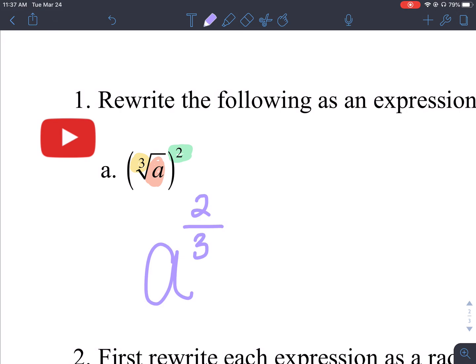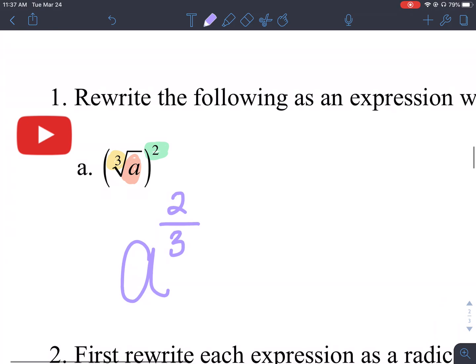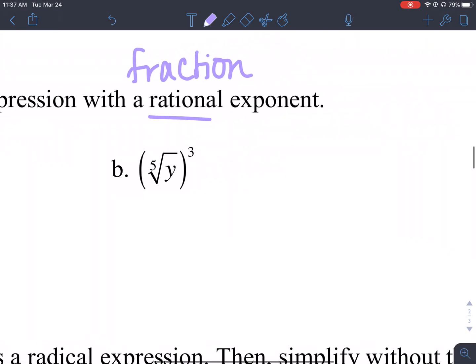We're just rewriting so that when we go backwards, it helps us feel comfortable with which number goes where. So same idea here. I've got my base is y. My numerator is always coming from that exponent. And then my denominator is coming from that root.